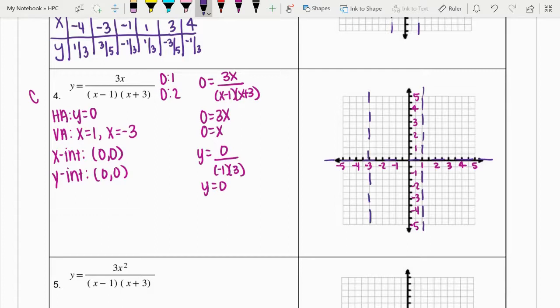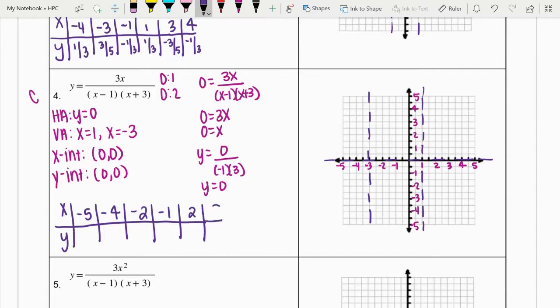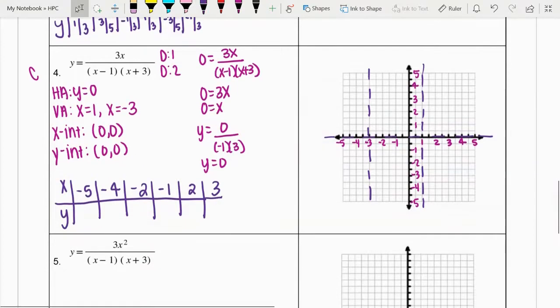And then again, we are going to test some values. So I'm going to make a chart. And I'm going to test negative 5, negative 4, negative 2, negative 1, 2, and 3. So we do want to have at least 2 points on either side of the asymptote so we can get an idea of what the graph is going to look like. So again, substitute those values in using your calculator, and then unpause the video to check your answers.